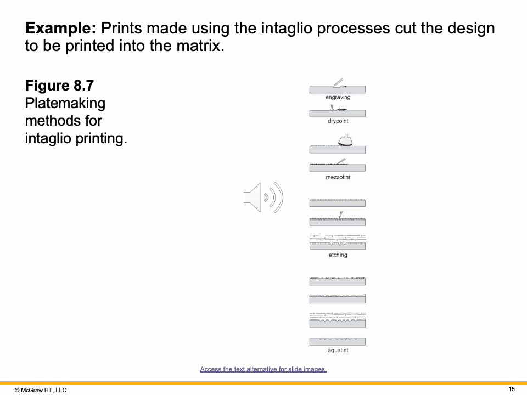The basic tool of engraving is the burin, a sharp V-shaped instrument used to cut lines into the metal plate. Shallow cuts produce a light, thin line. Deeper gouges in the metal result in a thicker and darker line.